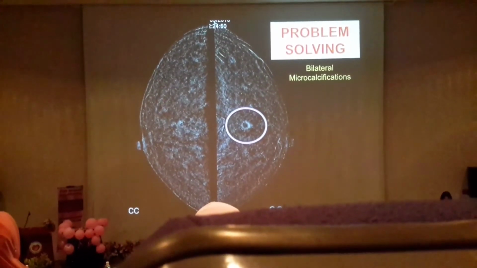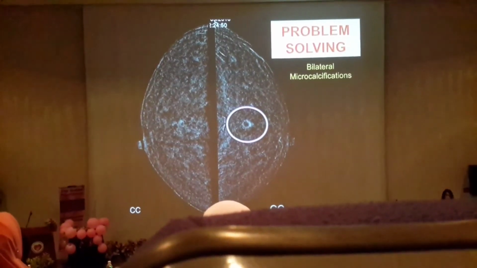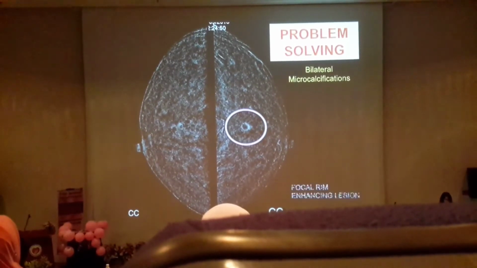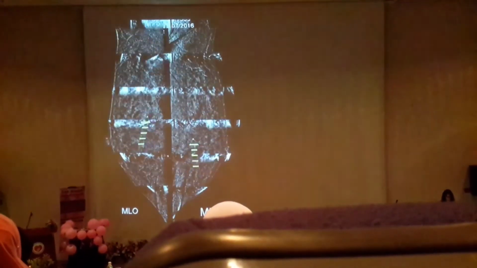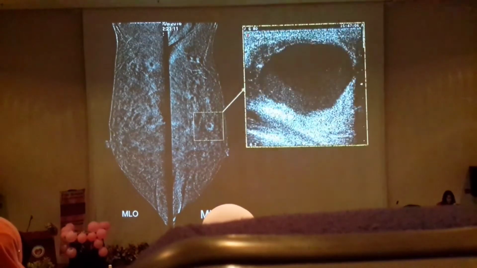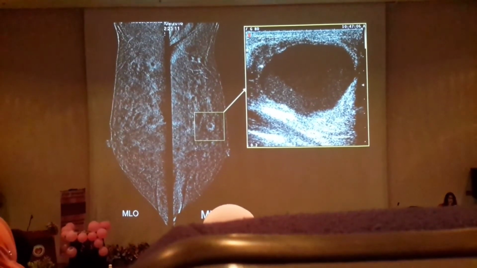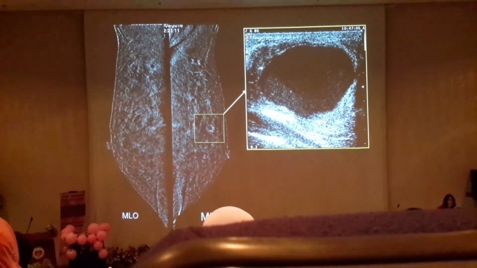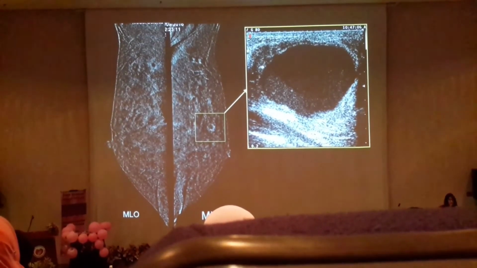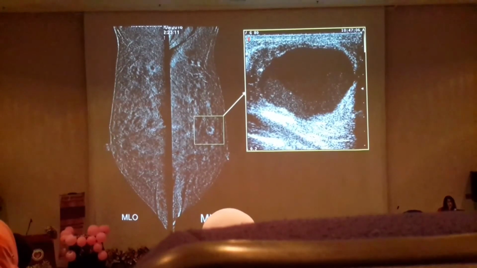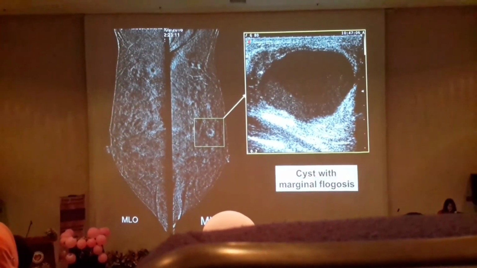Of course, there was a rim enhancing lesion in the left breast. Otherwise, the areas of calcification did not show any non-mass enhancement. And once again, in the MLO view, we saw that rim enhancing lesion. We did an ultrasound. It was basically just an infected cyst, but the calcifications did not show enhancement. We could safely tell this patient, you are free to go. You don't have to worry about these calcifications in your breast.